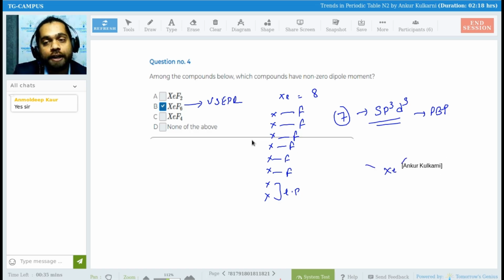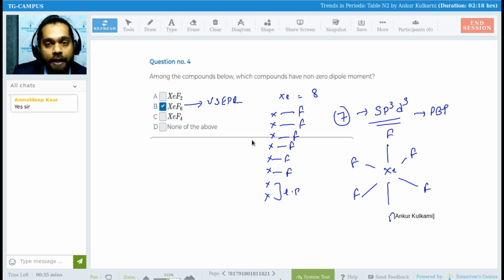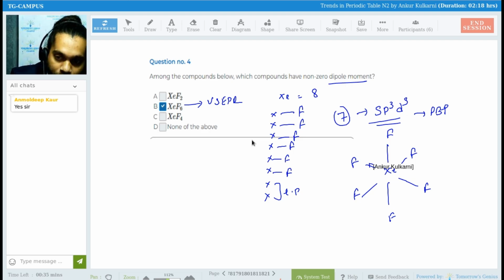So distorted octahedral, and all the elements are same. So they cancel out each other's dipole, and hence they have zero dipole moment. If it is opposite, it cancels it out, and hence it is 0. Hence the answer is B. Is it clear, Sajna, Prashanti?